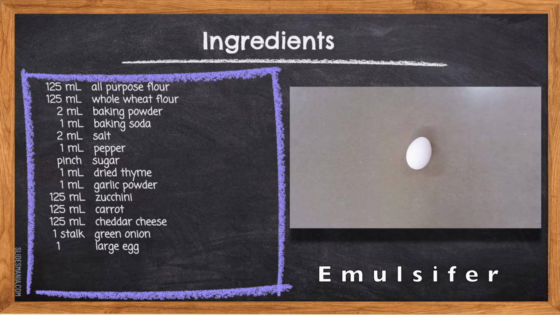1 large egg. Egg contributes to the nutrition of the mixture, but also is known as an emulsifier. An emulsifier will bind 2 unlikely products together, such as milk and our oil.